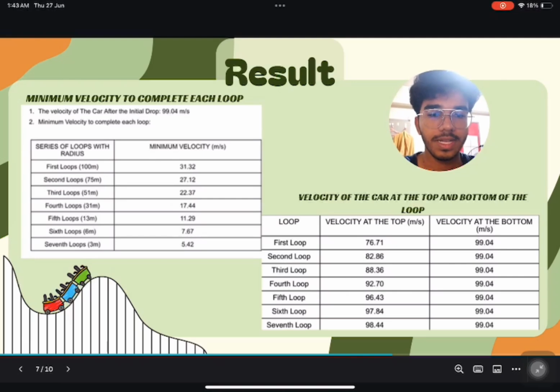As the loops decrease in size, the velocities at the top change accordingly. By the time we reach the smallest loop with a 3 meter radius, the top velocity was 98.44 meters per second. It is the closest to the entering velocity as the distance between the top and bottom is no longer significant to convert much energy from potential to kinetic energy or vice versa.